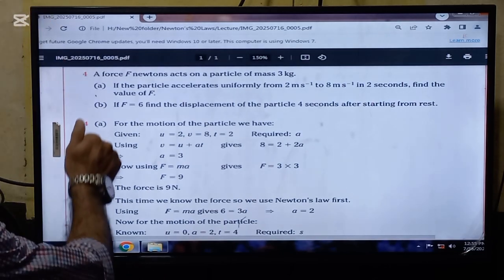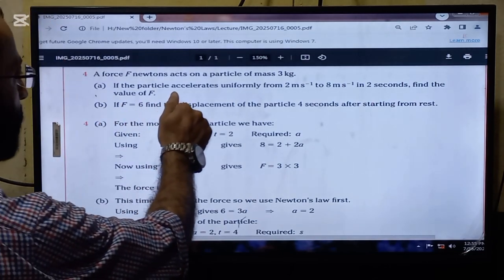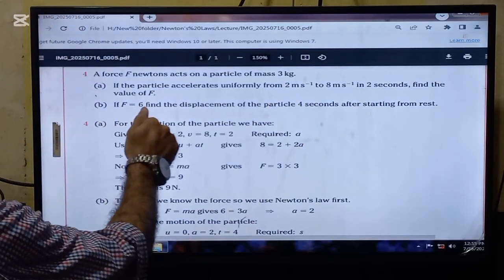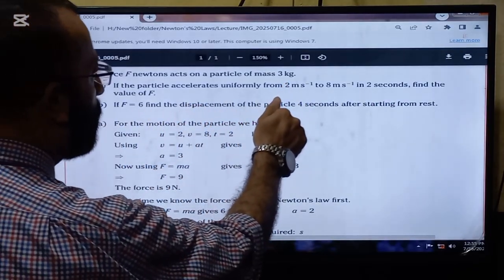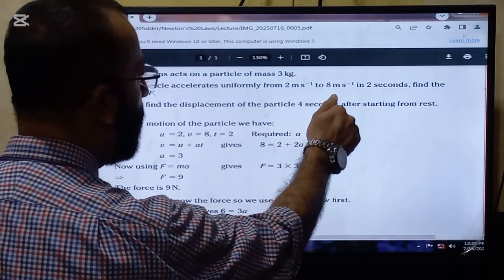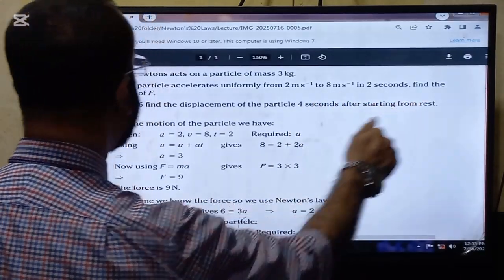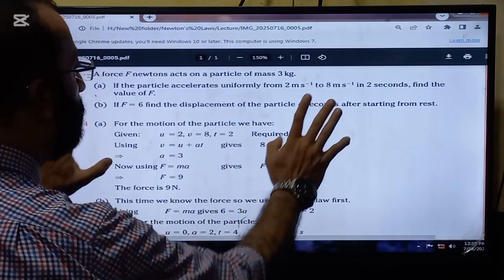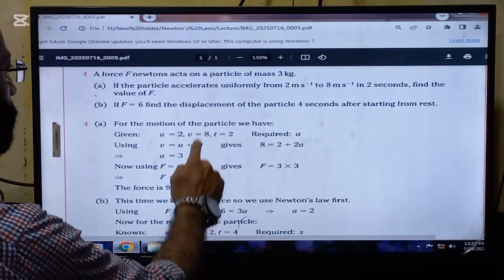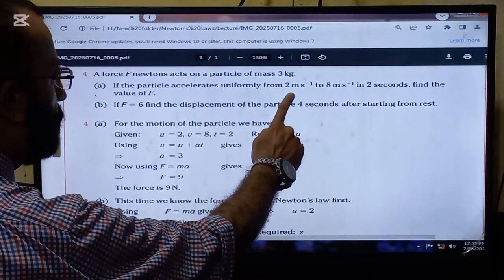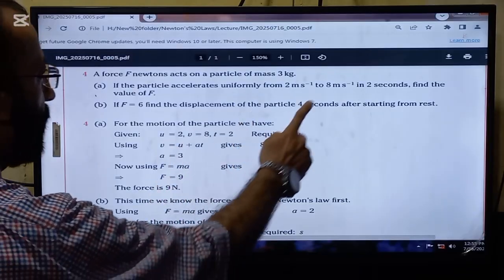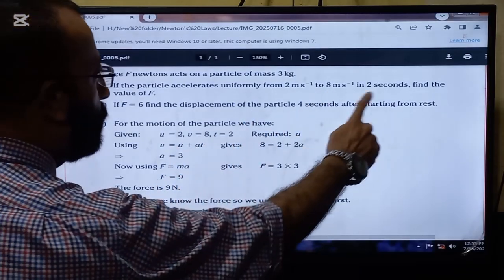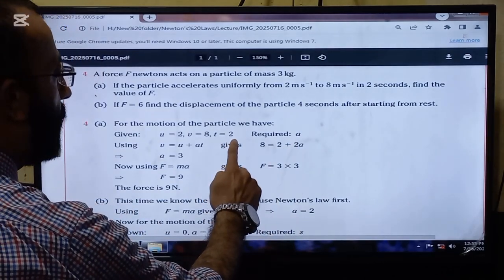Here is another question. So concentrate. A force F newtons acts on a particle of mass 3 kg. Part A: if the particle accelerates uniformly from 2 meter per second to 8 meter per second in 2 seconds, find the value of F. So in this part, first we will find the acceleration. So look now, this will be the initial velocity. So U is 2. This will be the final velocity. V is 8 and 2 seconds. So time is 2 seconds.